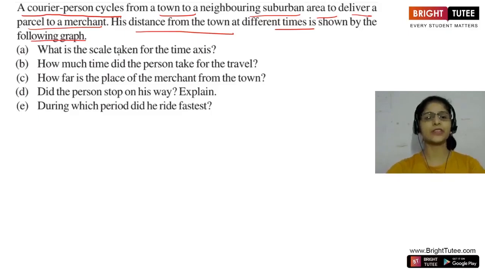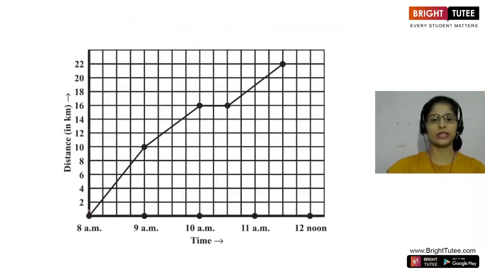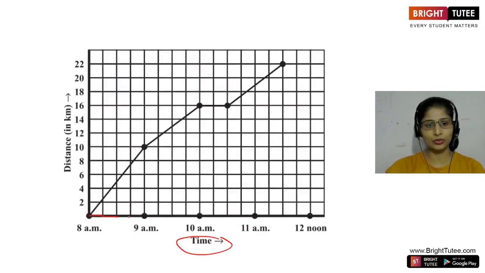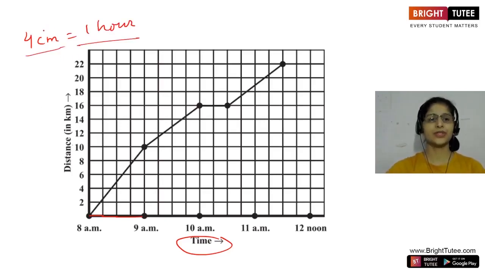So the first part of the question is, what's the scale taken for the time axis? On the horizontal axis time is shown, this is known as the time axis, and the scale is just 1, 2, 3, 4. That means 4 blocks. 4 centimeters represents 1 hour. Right, so this is the scale for the time axis.